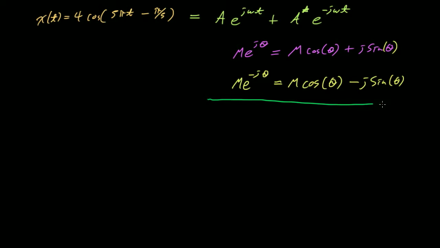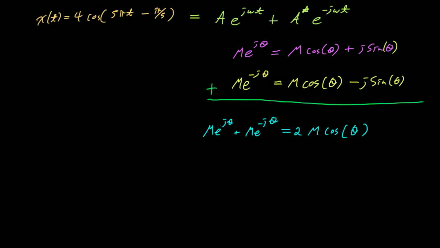And what I'm going to do now is add these two expressions together. I get m e to the j theta plus m e to the minus j theta, and that's going to be equal to, since I've got plus j sine theta and minus j sine theta, those two cancel out, and I'm left with 2m cosine of theta.